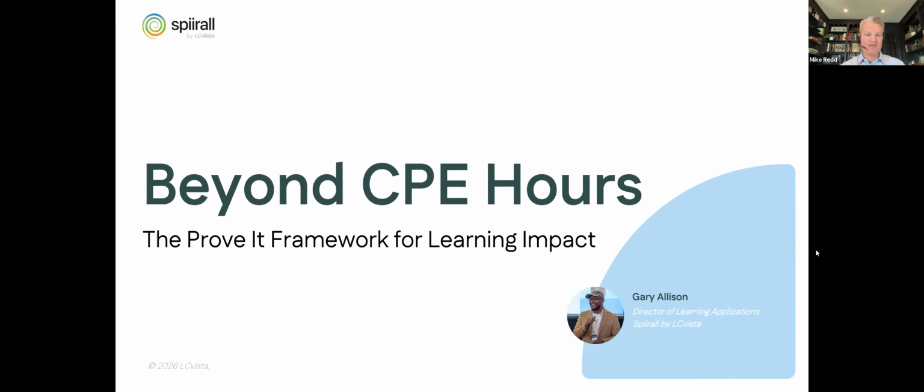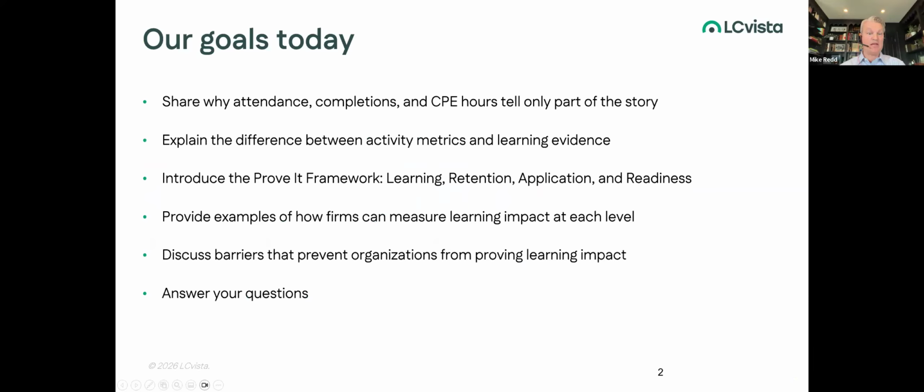We'll go through our goals for the session. Gary will walk us through why attendance, completion, and CPE hours tell only part of the story. He'll then explain the difference between activity metrics and learning evidence, and then introduce the Prove It framework. Four different pieces of that framework: learning, retention, application, and readiness, which Gary will go into in much more detail. He'll provide some examples of how firms can measure learning impact at each level and discuss barriers that prevent organizations from proving learning impact. These are questions we hear quite a bit from our customers every day. At the end of the session, Gary will answer your questions.